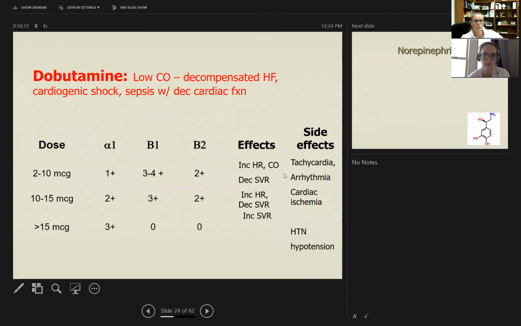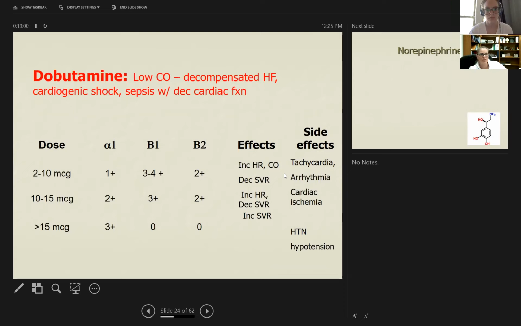So dobutamine we're going to use in low cardiac output states like decompensated heart failure or cardiogenic shock, or in the setting of septic shock with decreased cardiac function. And as you go higher and higher on your doses, you start to see a little more alpha, but your primary effect of dobutamine is beta 1. That's your biggest bang for your buck there. So chronotropy and inotropy with dobutamine.